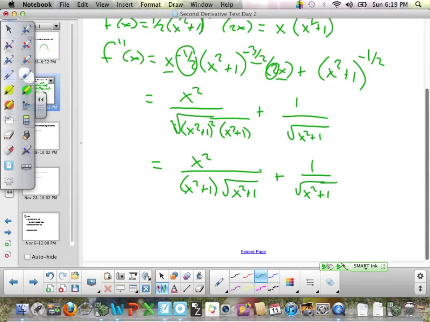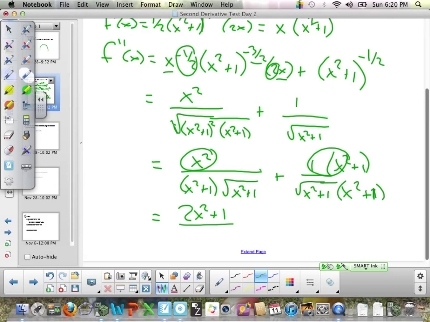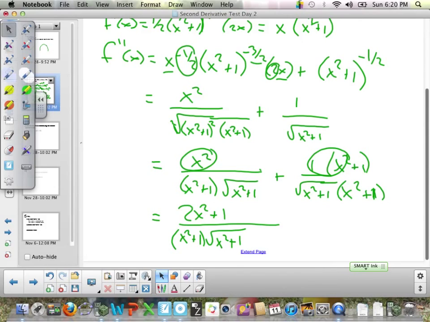So as we look at this, we got two fractions we're adding. We need a common denominator. Multiply top and bottom by x squared plus 1. And we can see when we simplify the top, x squared plus x squared will be 2x squared plus 1. And the bottom will be x squared plus 1 times the square root of x squared plus 1. From here, find our critical numbers for our second derivative.